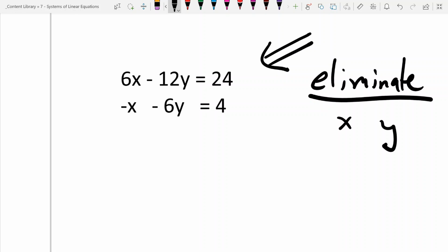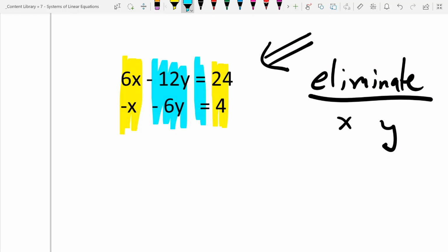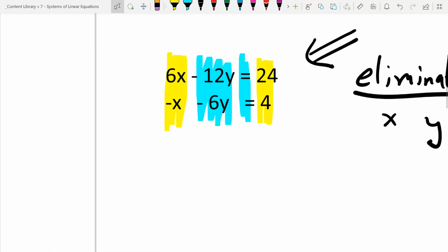The way it's going to work, we have to line everything up first. As you can see in this one, it's already done. If we look straight up and down, the x's are lined up, the y's are lined up, the numbers are lined up, and the equals is lined up. So this one we don't have to rearrange. We're just going to subtract and get rid of stuff. When I look at these two variables, I can see 6x and x, or 12y and y. We're going to try and get rid of one of them.